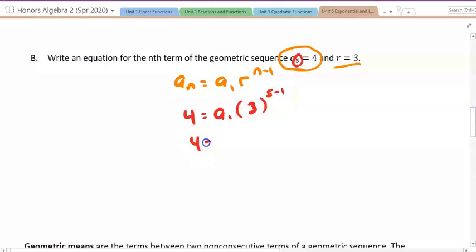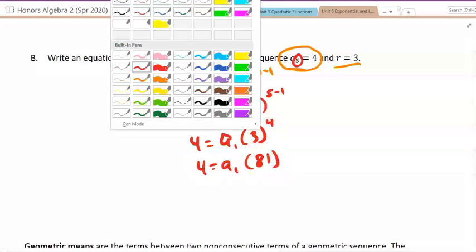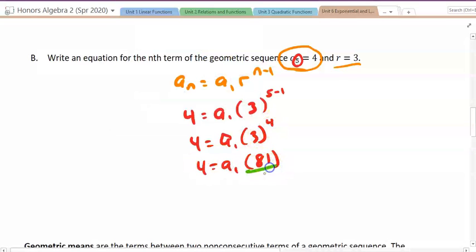And so we're going to get 4 is equal to a sub 1 of 3. 5 minus 1 is 4. And so I'm going to get 4 is equal to a sub 1. 3 to the 4th is 81. I'm going to divide both sides by the 81 here. And so I get that a sub 1 is equal to 4/81.